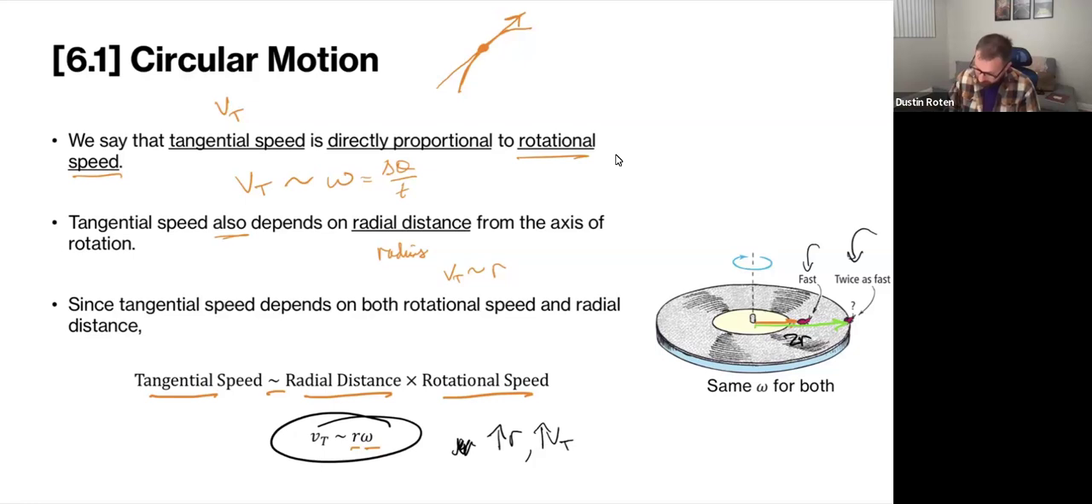But remember, they have the same omega. The angle that this is changing is the same. What's making the outside ladybug go faster is that it's further away. So if we think about the angle being swept out here, the angle theta is going to be the same for both ladybugs.